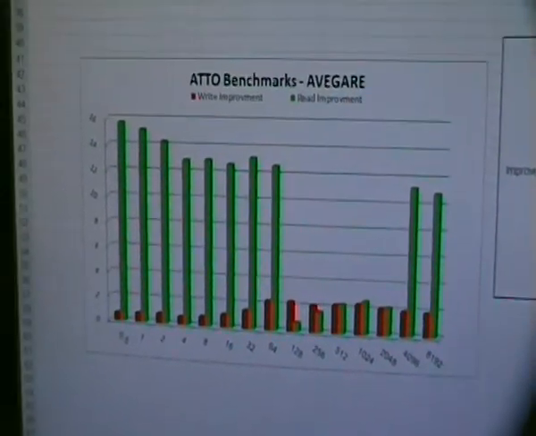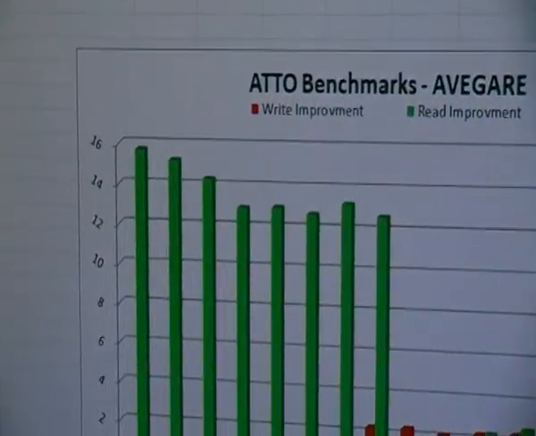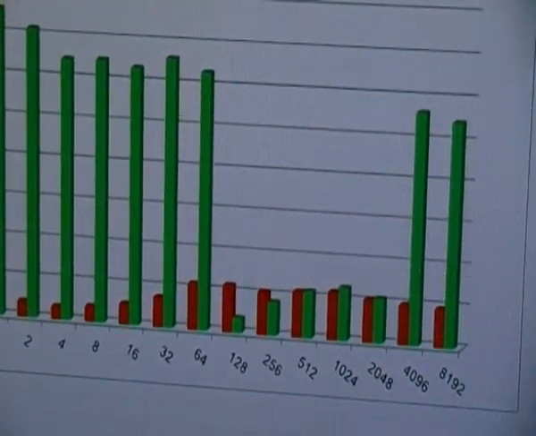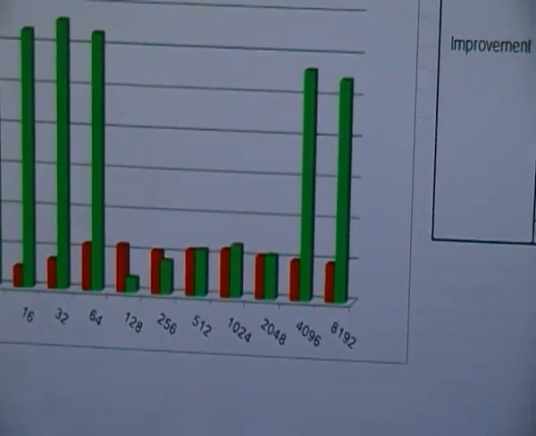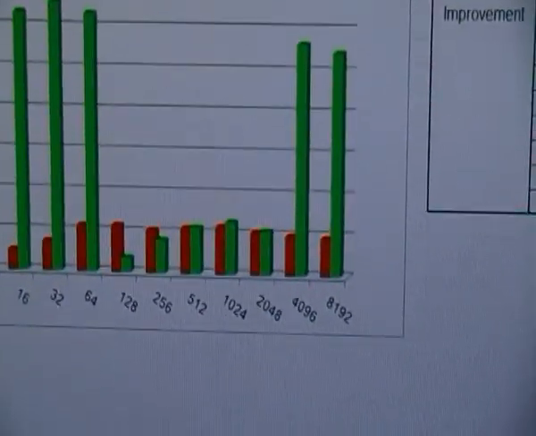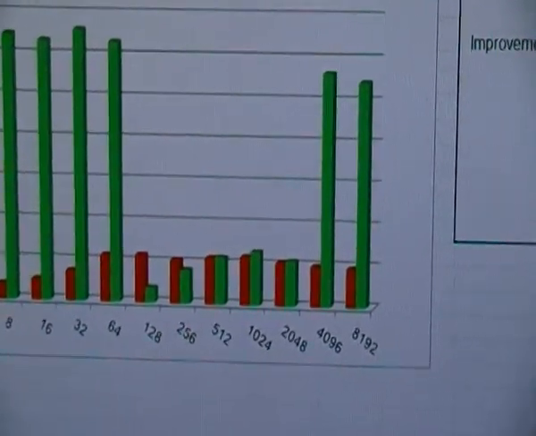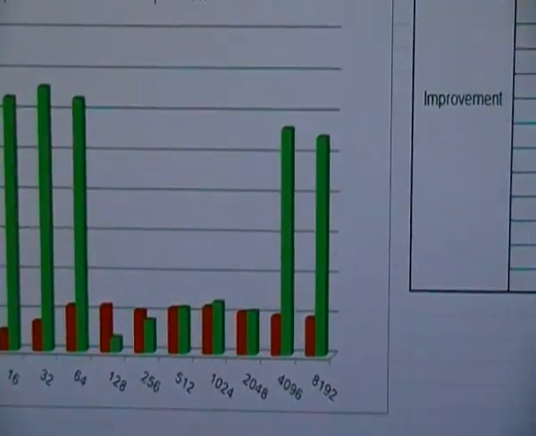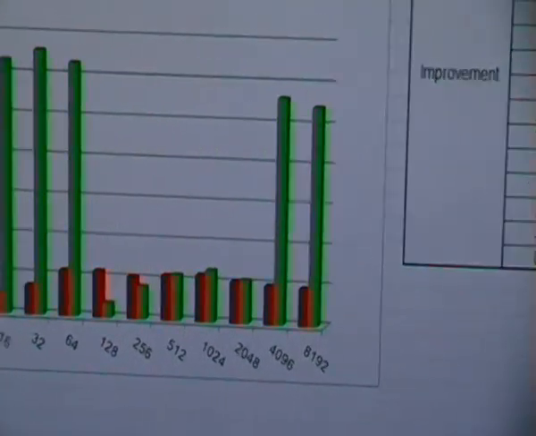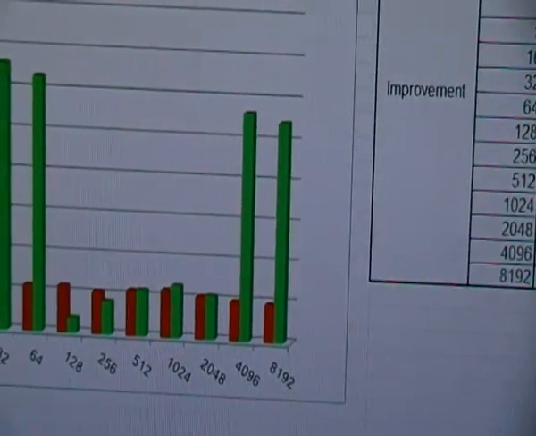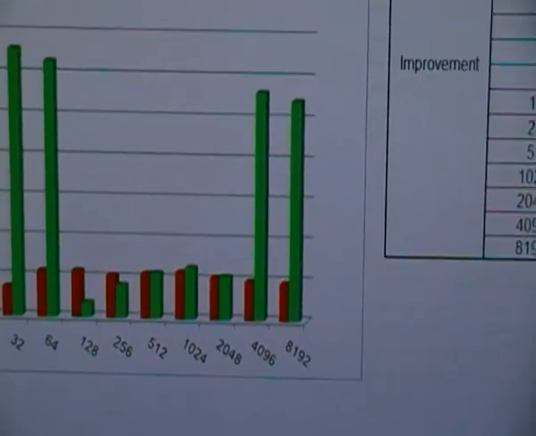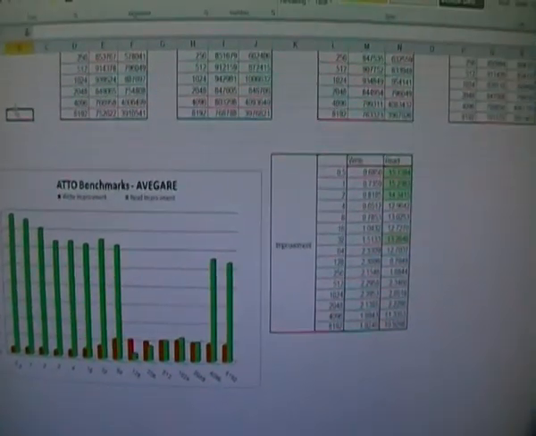It's a bit odd that all of these are 12 times or even more, and over here from 128 all the way to 2048, it's like 2 times, something like that. It's a bit strange. And again, it jumps again at 4096 and 8192. It's a bit odd, but then again, I'll leave it for your judgment.